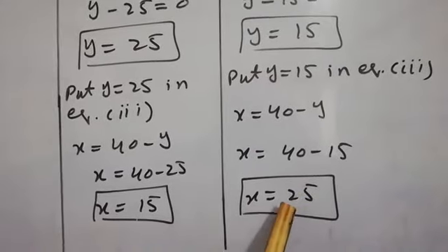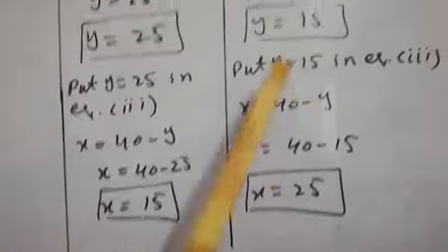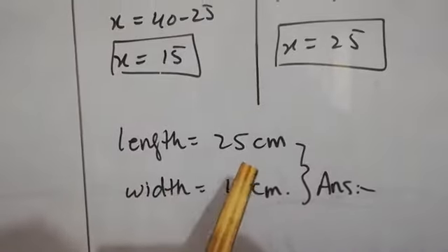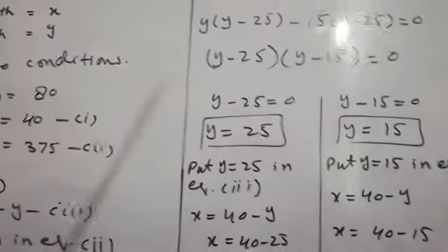So the dimensions of the rectangle are: length is 25 and width is 15. Write this in centimeters. This is the answer.